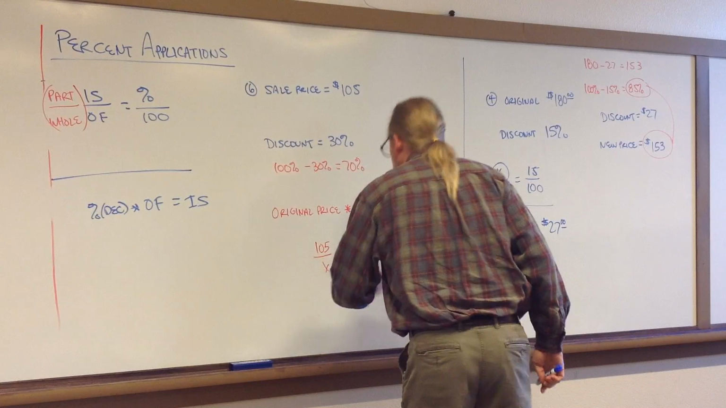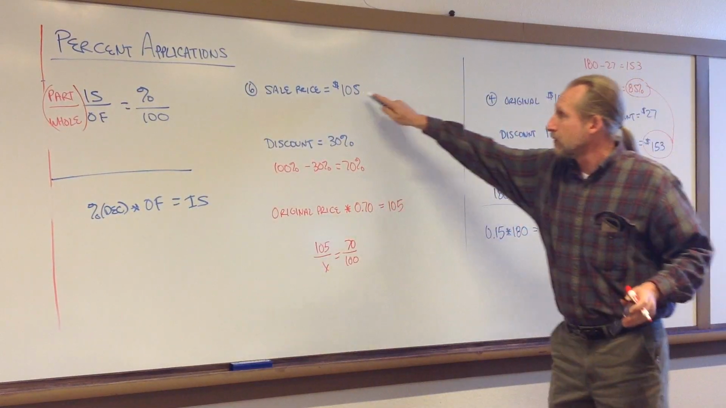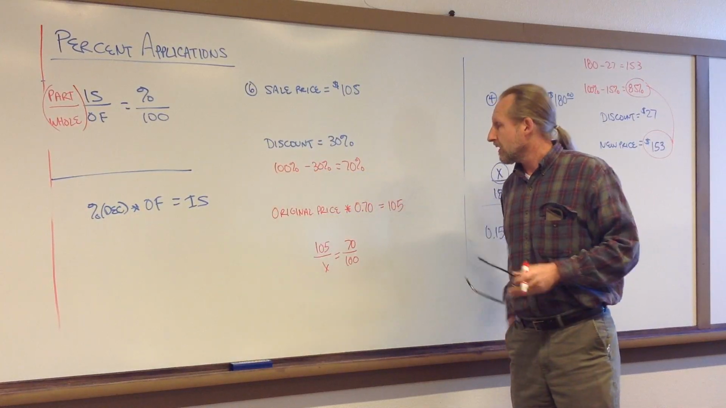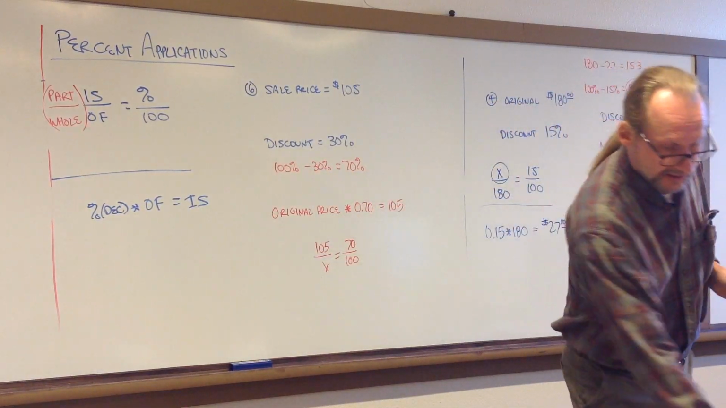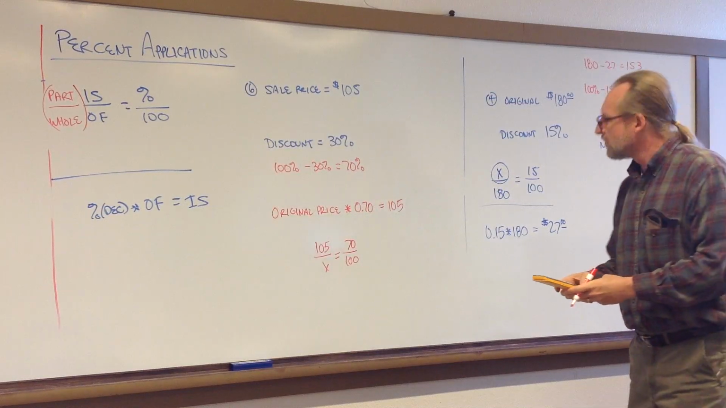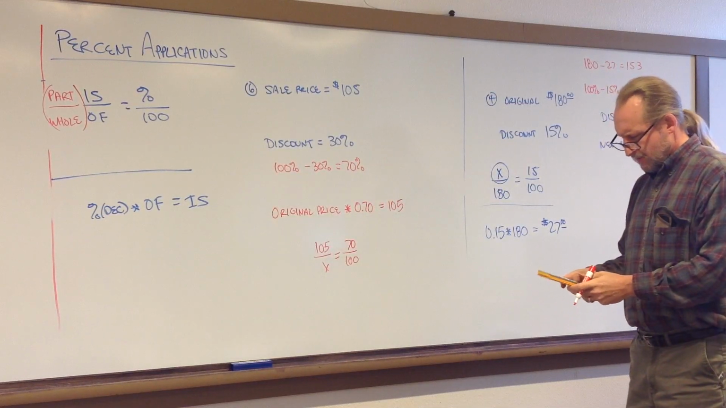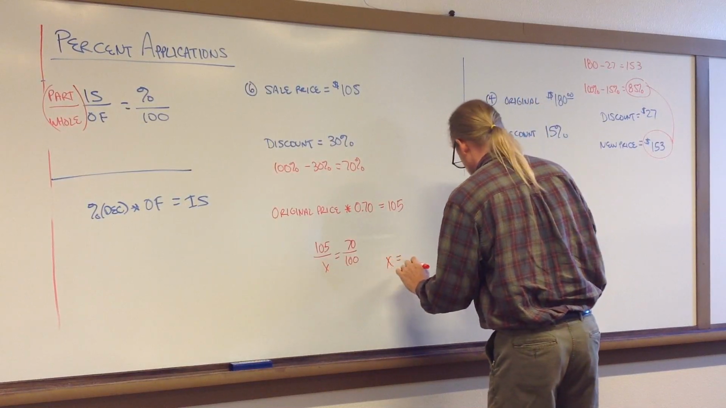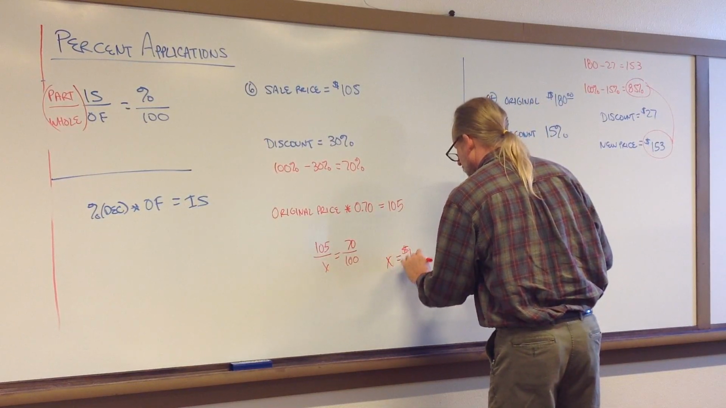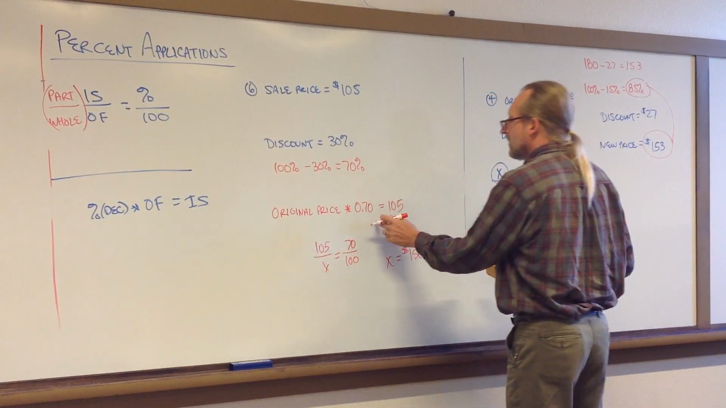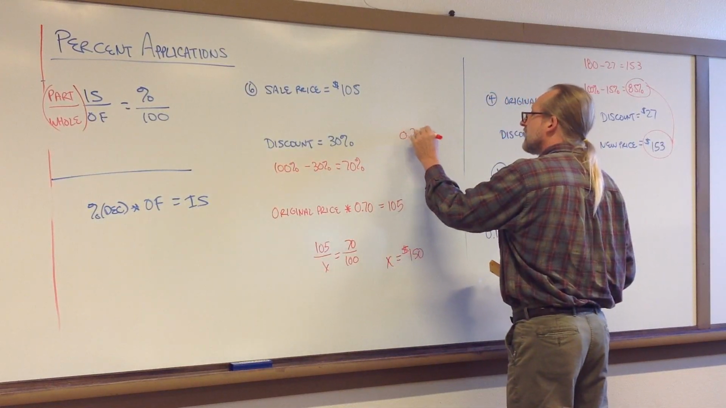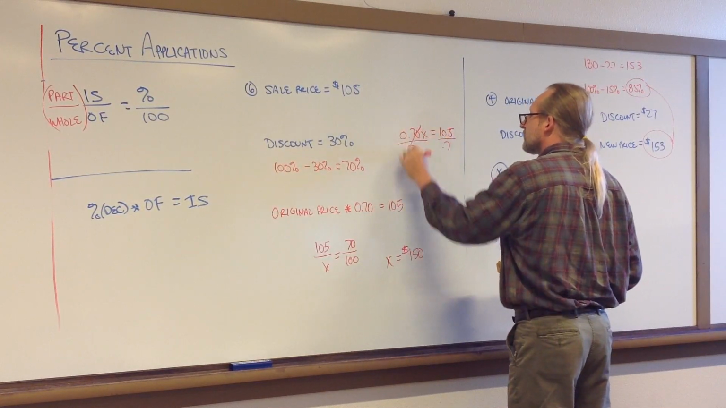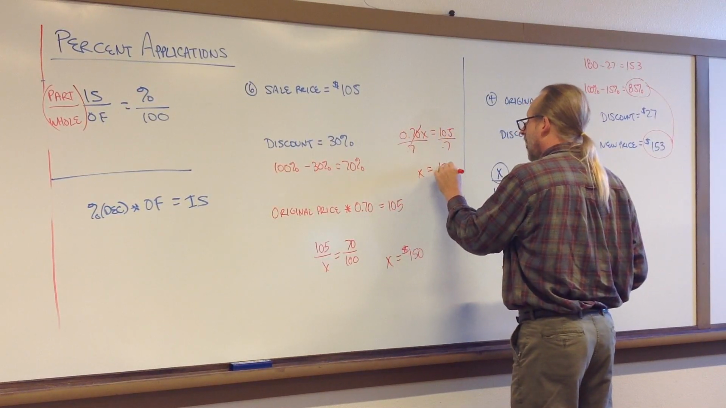But the key to doing these discount problems when you know the sale price and the amount of the discount is you have to subtract from 100. Okay? And so now, let's see here. If we do 105 divided by 0.7, that tells us the original price then is going to be $150. Okay? So I found that by setting this one up like that and dividing on both sides by 0.70.